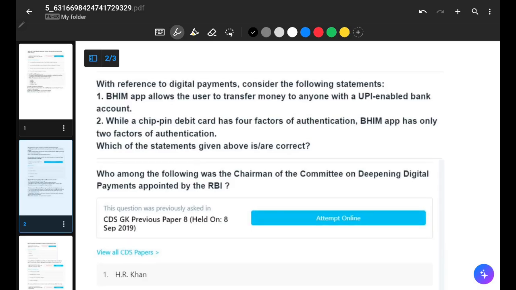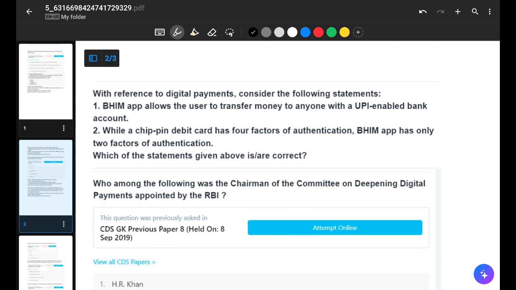Second question, with reference to digital payments, consider the following statements. Beam app allows users to transfer money to anyone with a UPI enabled bank account. While the chip pin debit card has 4 factors of authentication, Beam app has only 2 factors of authentication. Which of the following is correct?